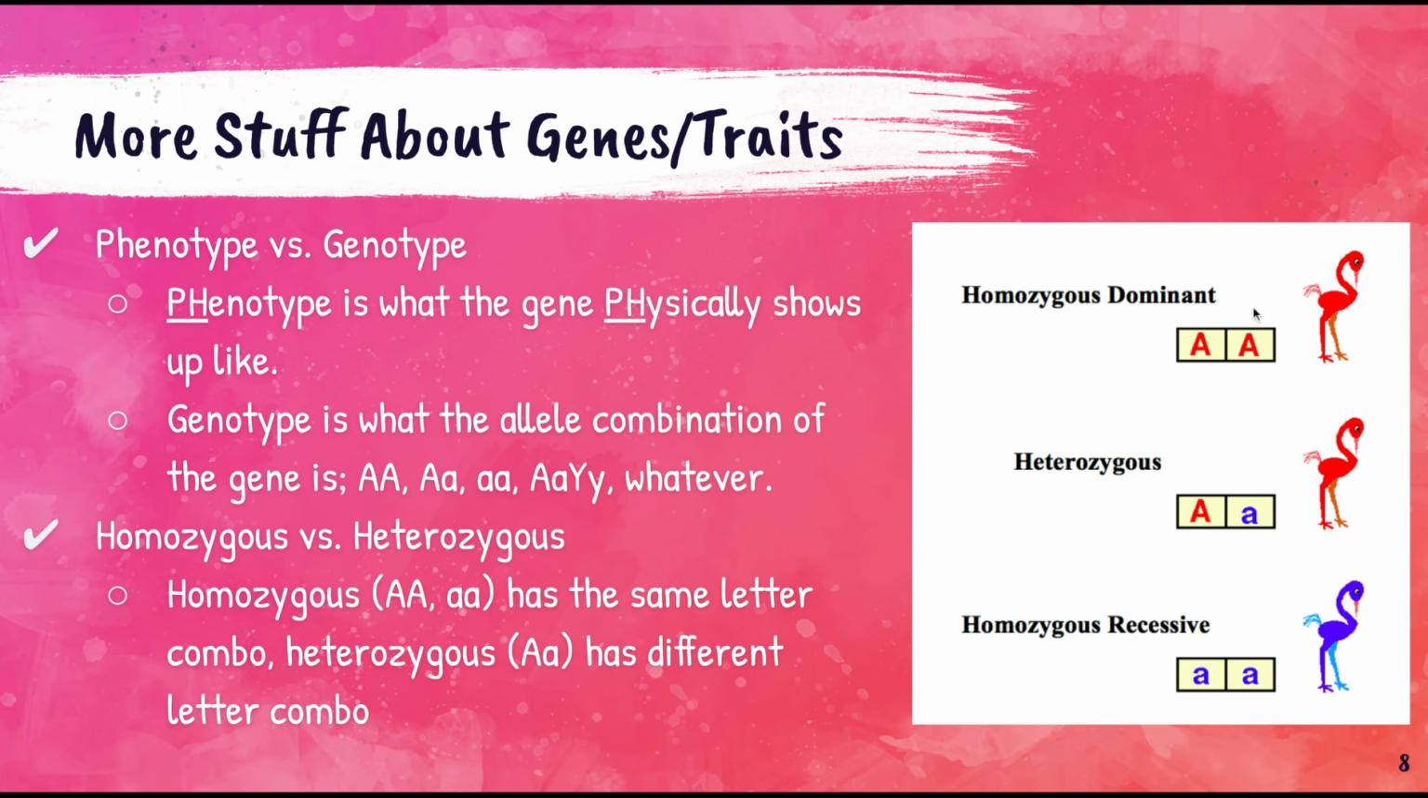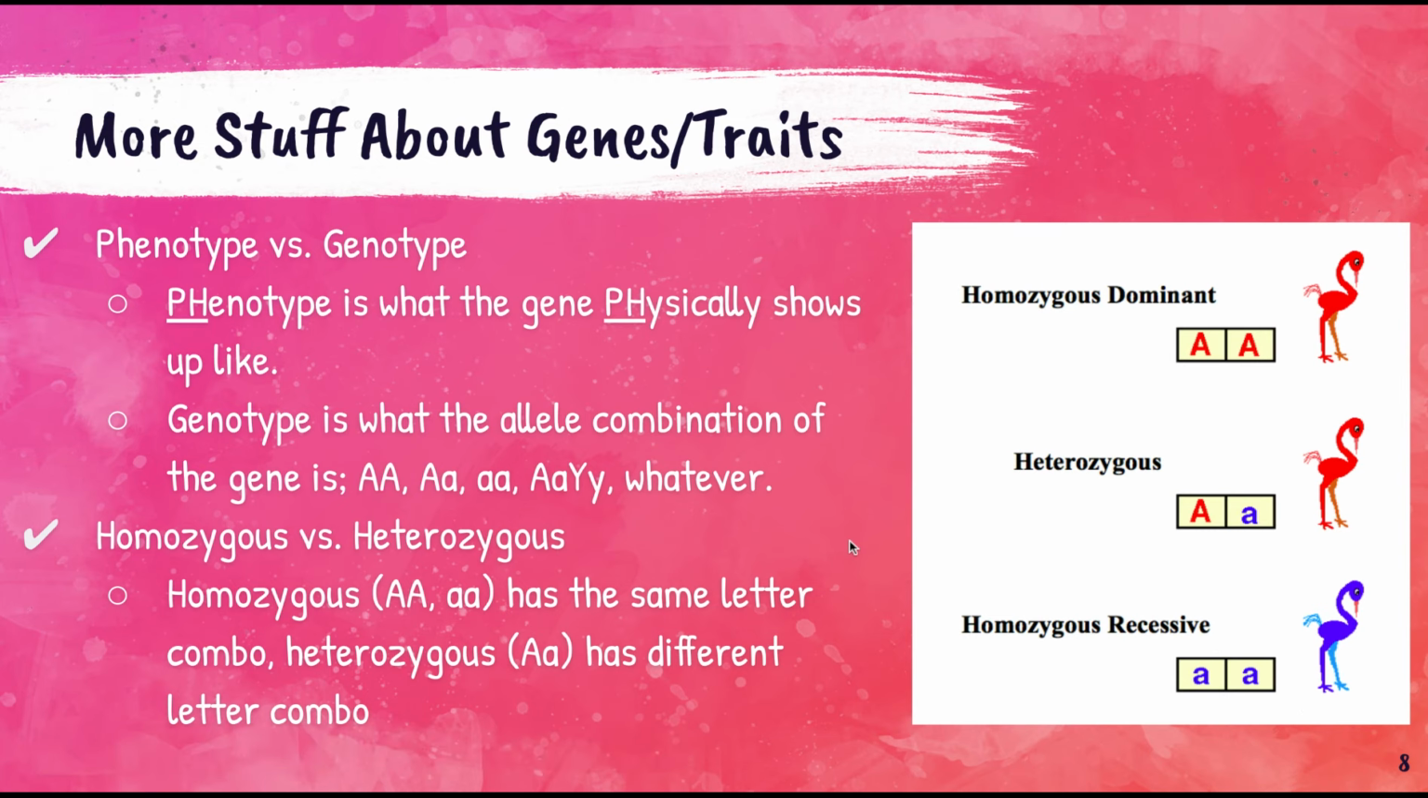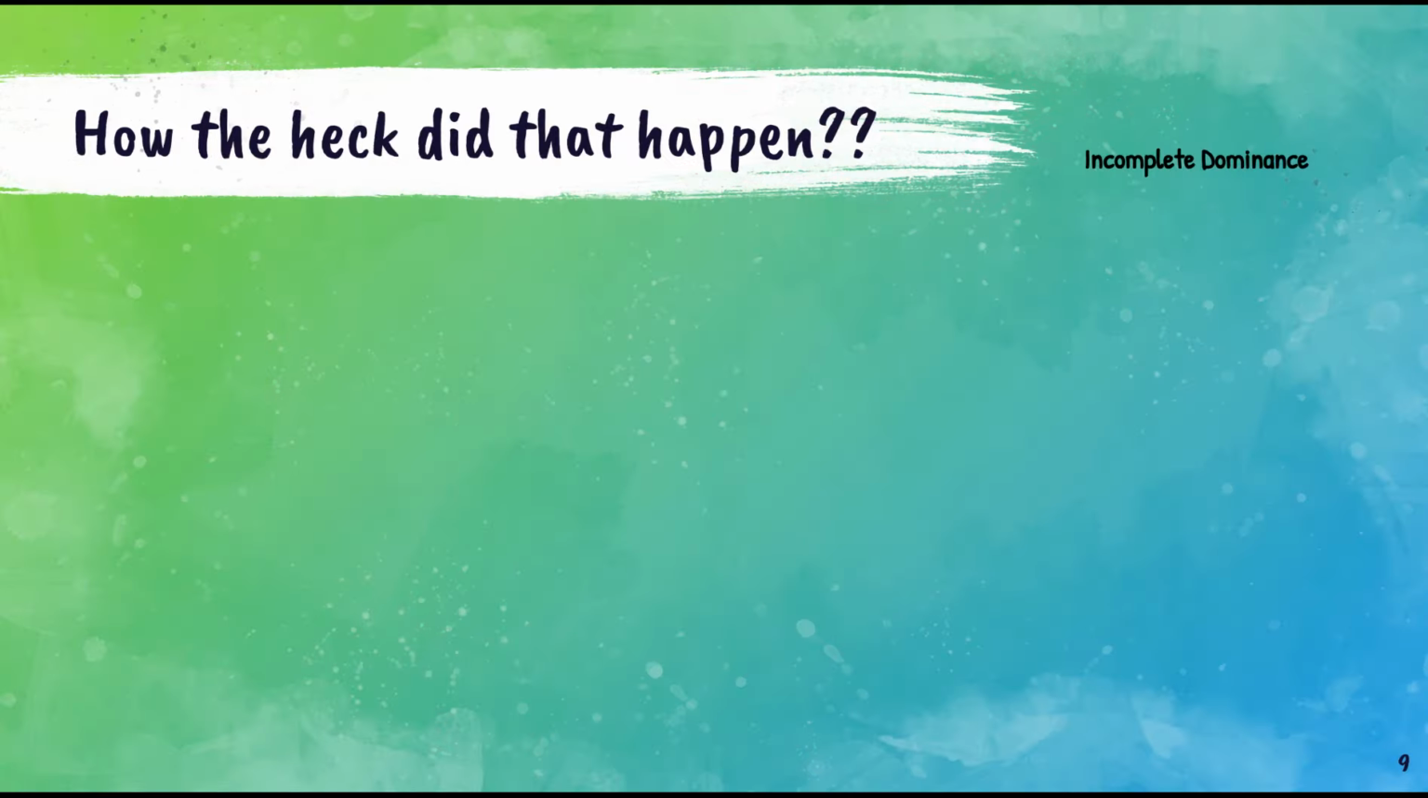This is homozygous dominant because they're both the same big. This is homozygous recessive because they're both the same little. Hope that makes sense. We're almost done, I think.